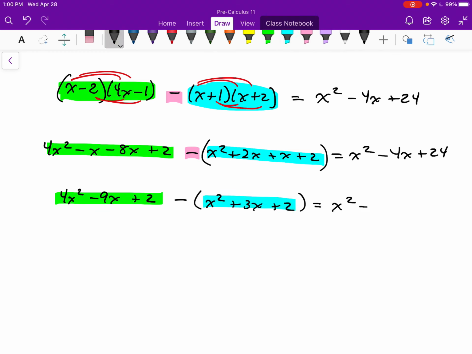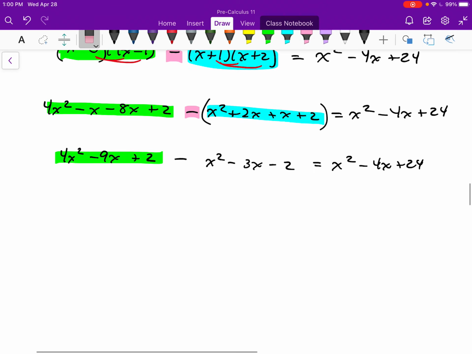And over here, again, I haven't really done anything with this in a while. Now I'm going to distribute this negative. And honestly, I feel a little bit lazy. So instead of writing this whole thing out, I'm just going to erase the brackets and change the signs here. There we go.